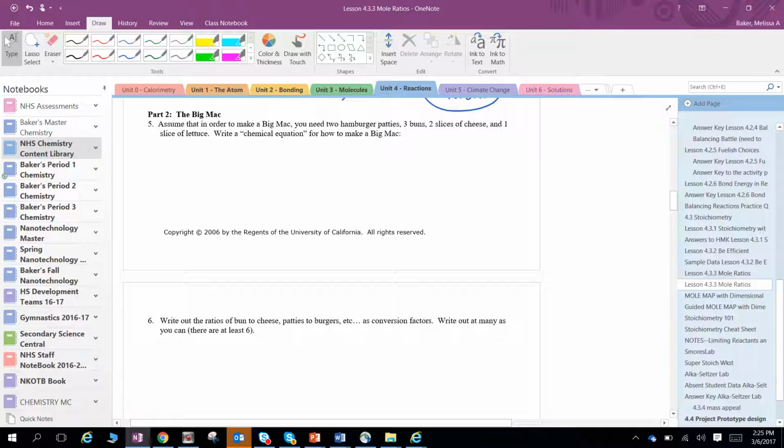Number 5, assume that in order to make a Big Mac, you need 2 hamburger patties, 3 buns, 2 slices of cheese, 1 slice of lettuce. Write this chemical equation. So I'm going to say 2 HP for hamburger patty plus 3 BU for buns plus 2 CH for cheese plus 1 lettuce all makes 1 Big Mac.